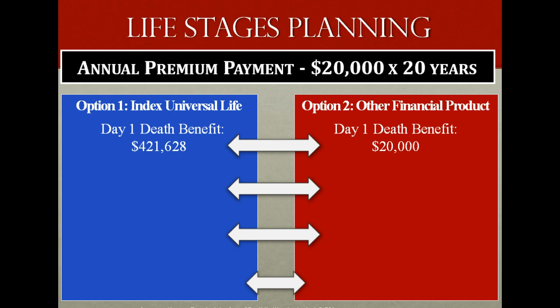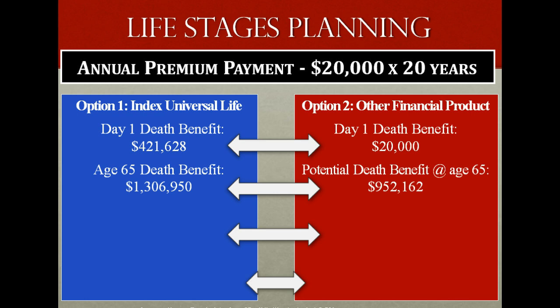Now, when we look at the side-by-side comparison, on day number 1, there is an income tax-free death benefit on the Indexed Universal Life product of $421,628. On the alternative financial product, if he were to die on day number 1, his family would simply receive his account balance as a refund.